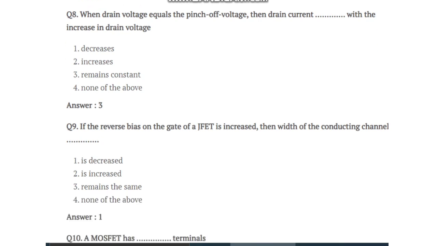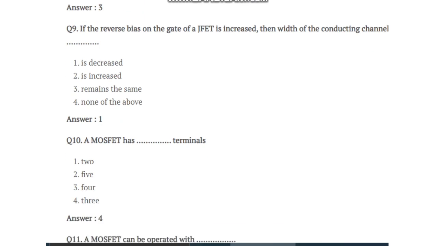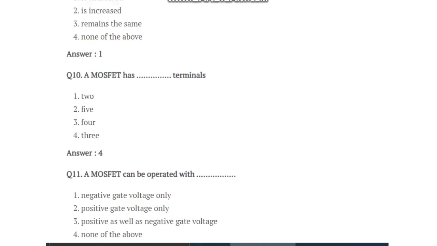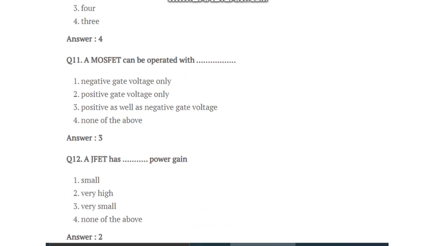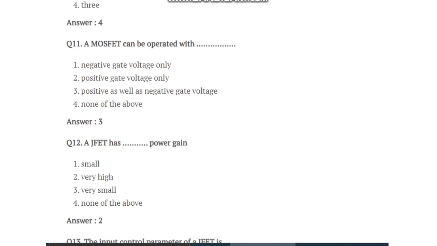Then question number 9 is, if reverse bias on the gate of JFET is increased, then width of conducting channel is decreases. Question number 10 is, a MOSFET has dash terminals. It has 4 terminals. A MOSFET can be operated with positive as well as negative gate voltage.